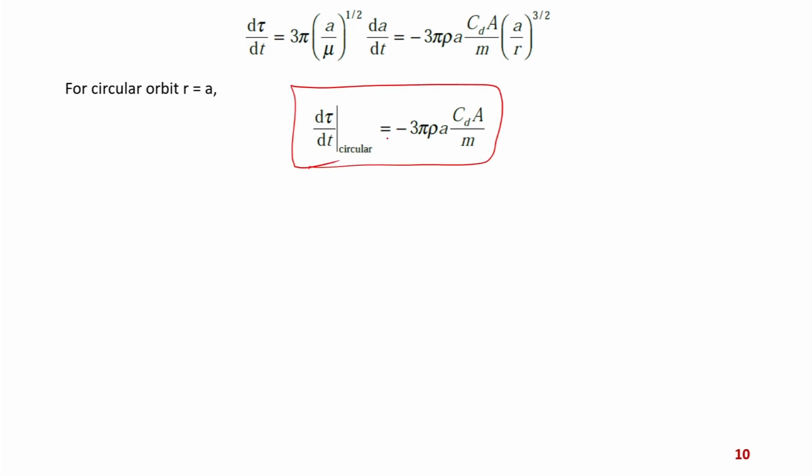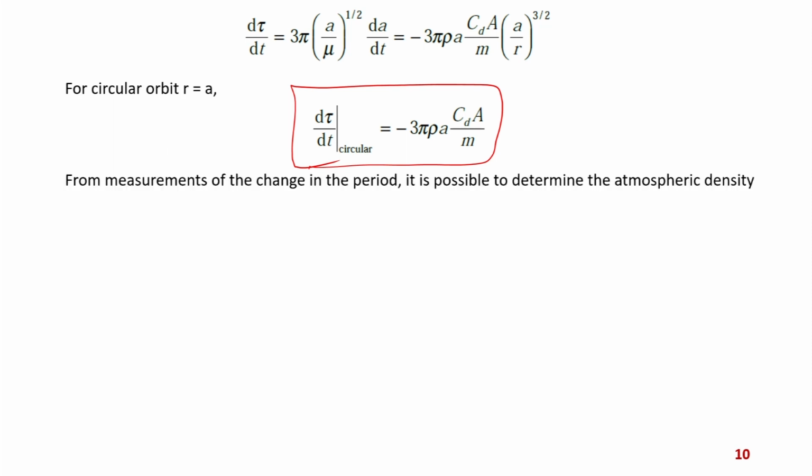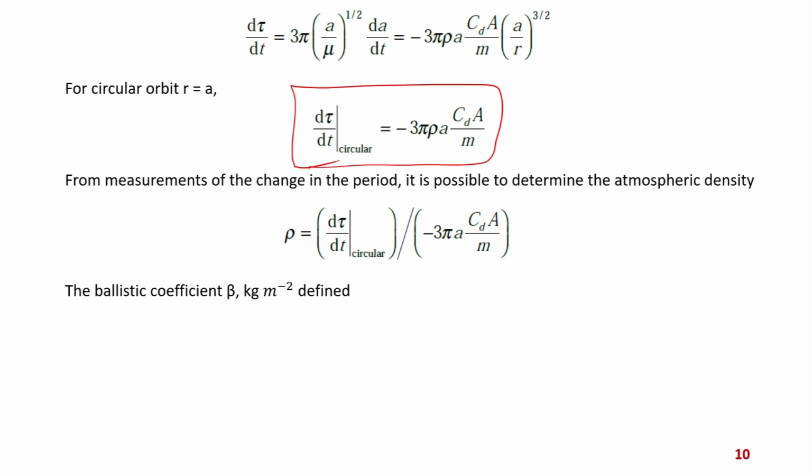So, these are the expressions by which we know how things change: the first expression gives me how the altitude, or the satellite's orbital radius, changes with time, and this one gives me how the period changes with time. Now, suppose we can measure the period of a satellite completing one orbit. If you know that time, then we can calculate the atmospheric density from this expression. So, basically rho will be equal to this dT by dt divided by this expression, 3 pi a C_D a by m.